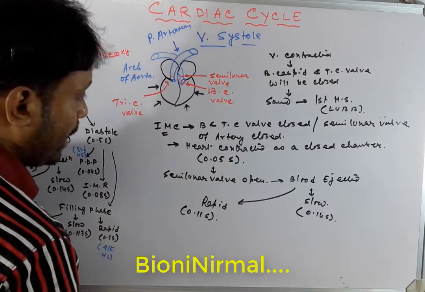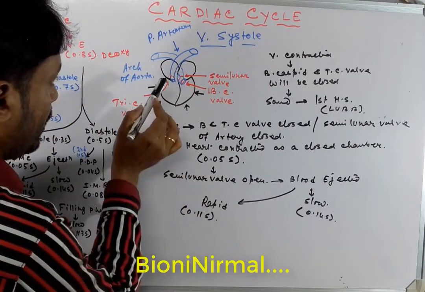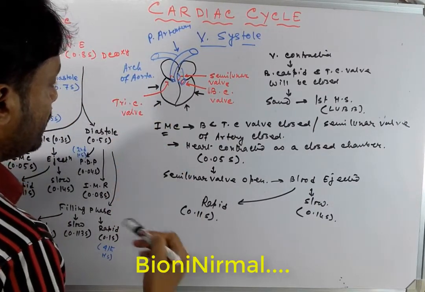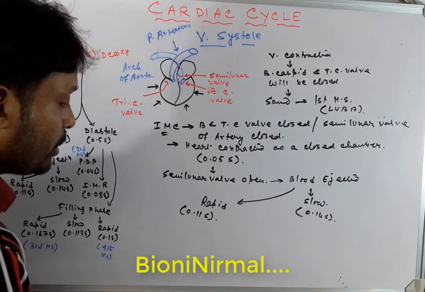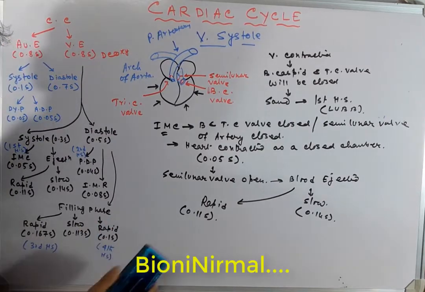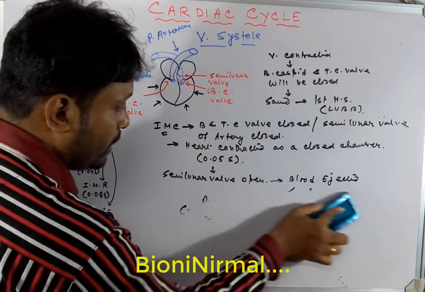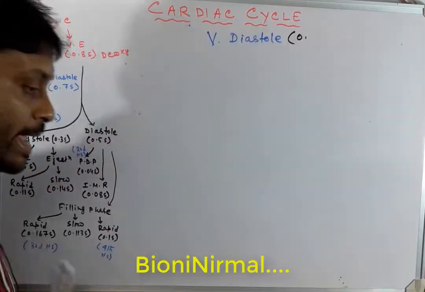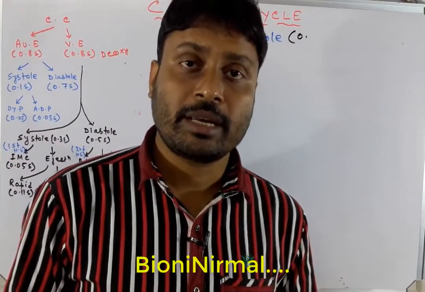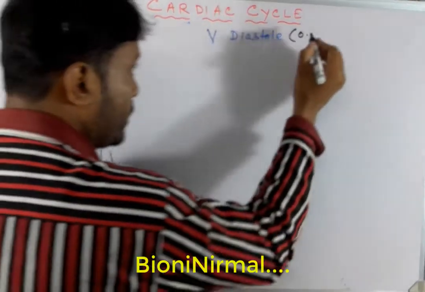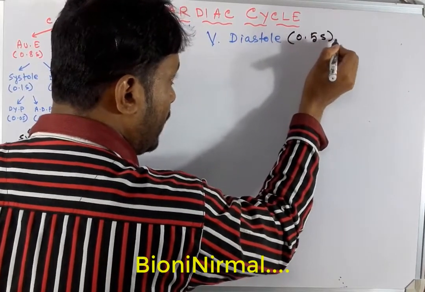First is the rapid ejection, from the ventricle through the pulmonary artery and the arch of aorta. The duration of the rapid ejection is 0.11 second, and the duration of the slow ejection is 0.14 second. And the next event of the cardiac cycle is the ventricular diastole, and this will take 0.5 second.